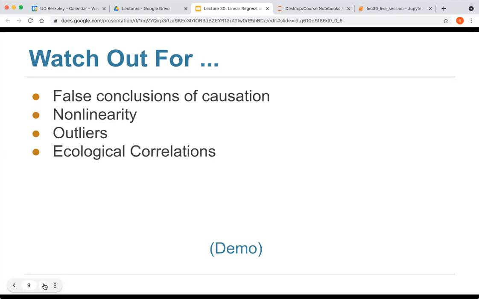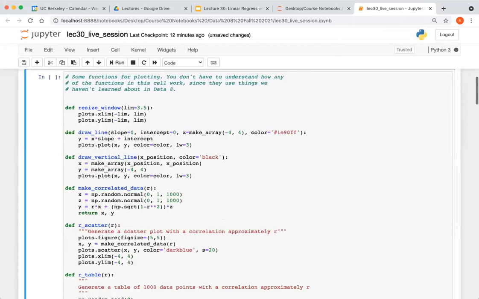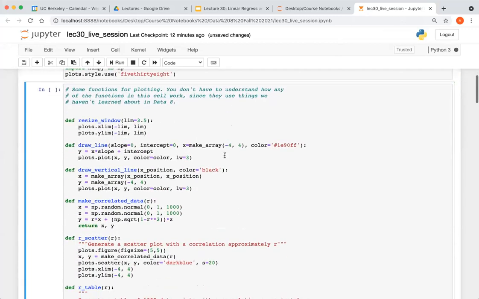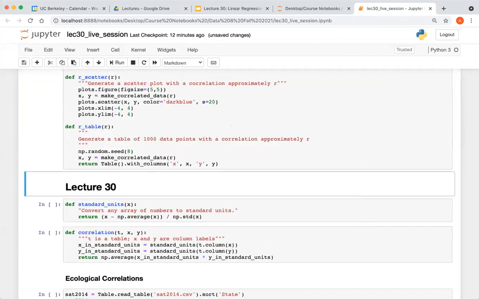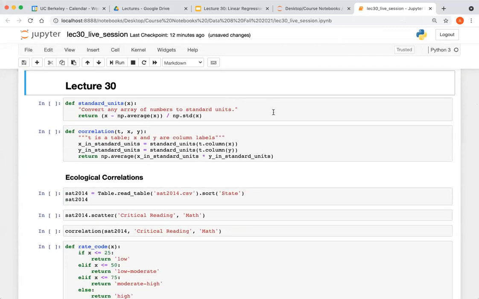Okay, so there's one other thing to watch out for, and these are called ecological correlations, which I will show you in a demo. In today's demo, please run the import cell. And then run this long cell where we have written a whole bunch of functions that will plot things. You don't have to know what the code is there. It just helps us show you some graphics in the demo.